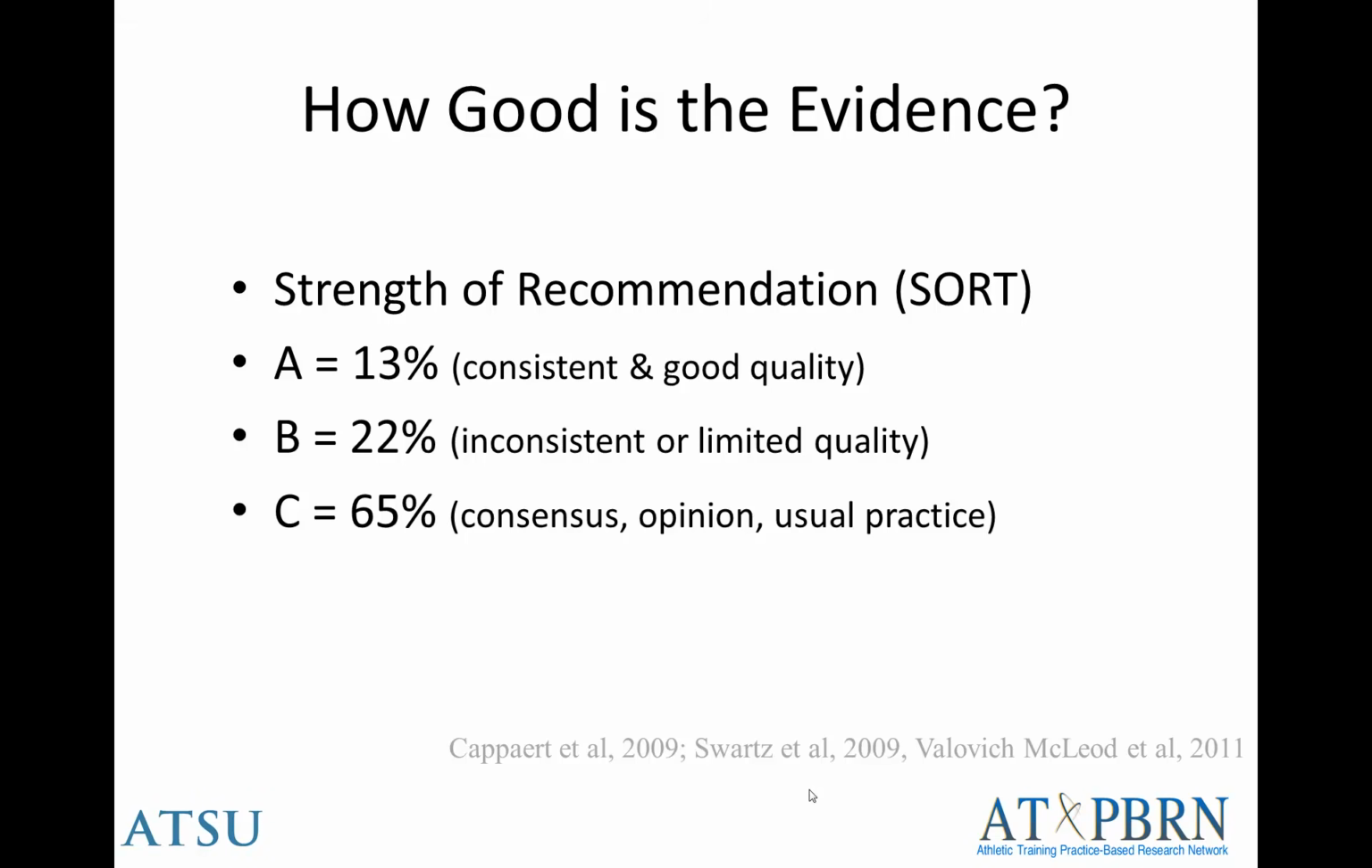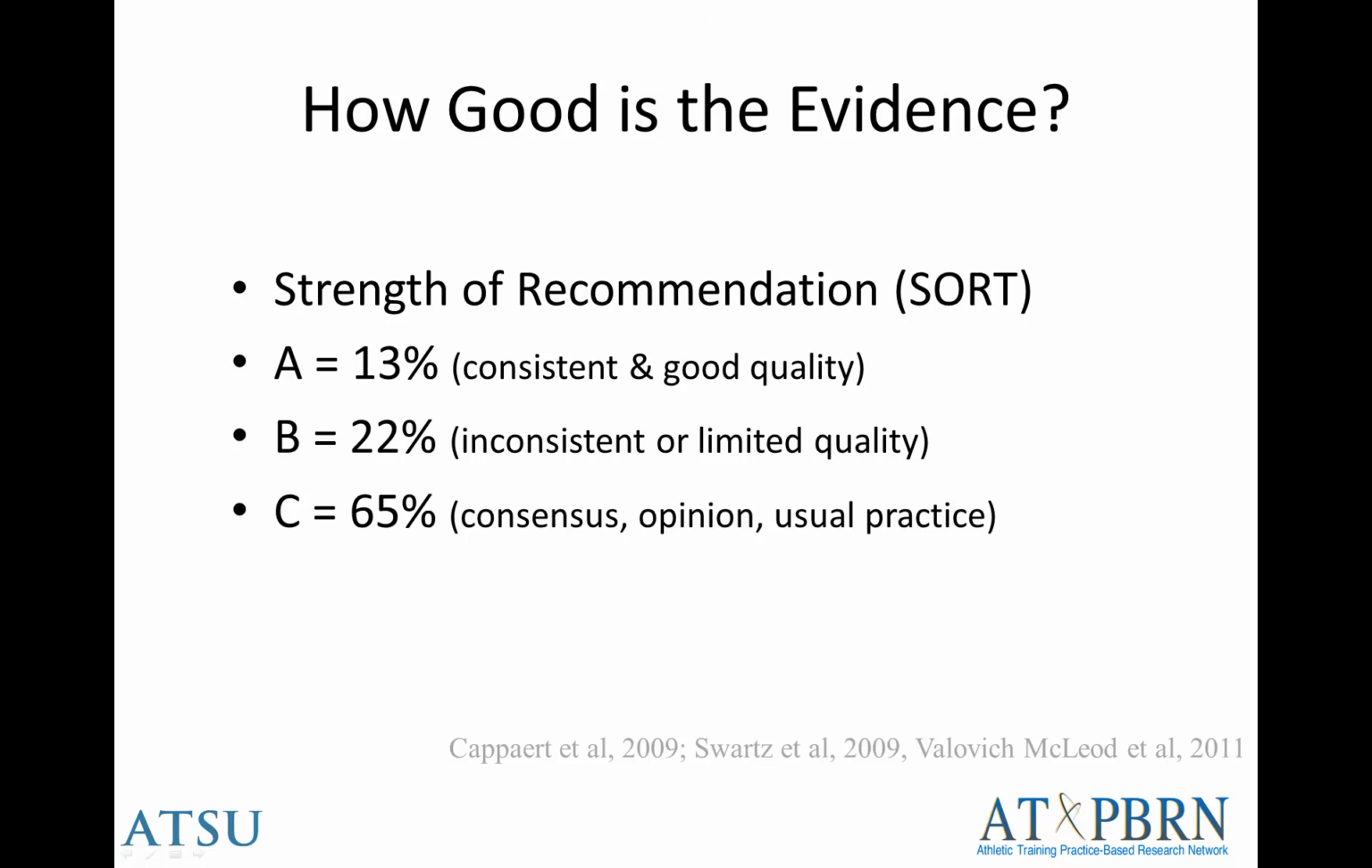Now what's interesting, specific to athletic training, is if we just take a snapshot of 3 position statements, the 2009 cold, the cervical spine, as well as the pediatric overuse, we can see that of the numerous recommendations made in these 3 position statements, there was a total of 118 recommendations for clinical practice. Of these, only 13% were graded with an evidence category of an A, showing that there's consistent and good quality evidence to either support or refute a particular recommendation.